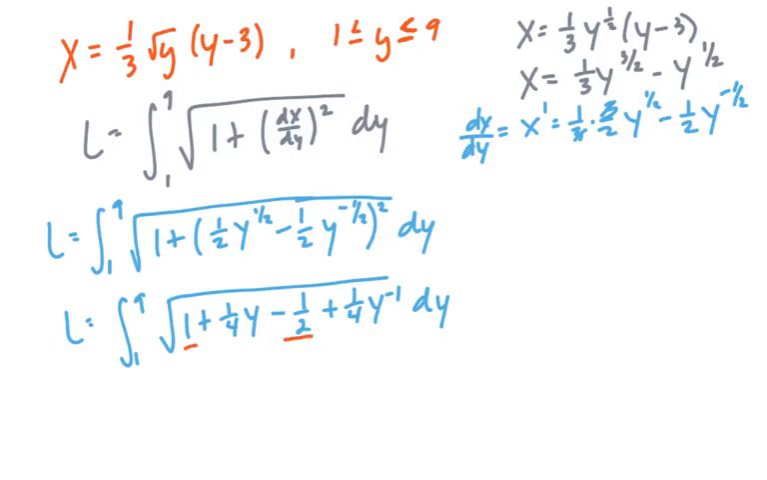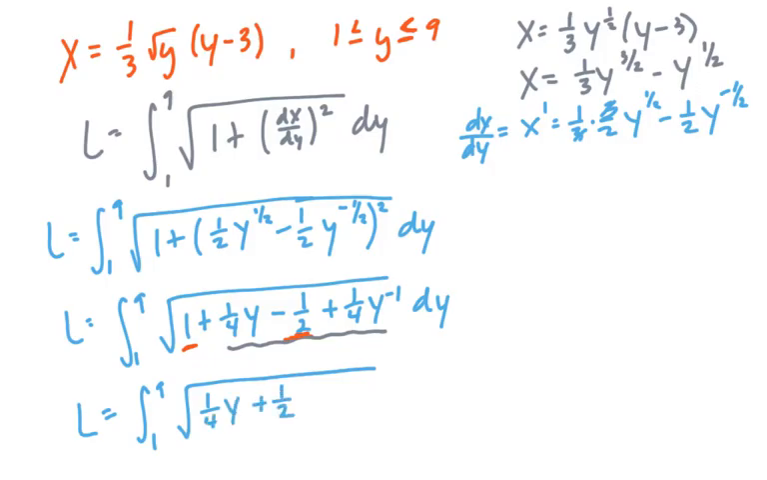We're going to add these like terms, and before we do, notice that this is what happens when you squared that stuff above. And now we're going to add these like terms. So L is the integration from 1 to 9, the square root of 1/4 y plus 1/2, 1 minus 1/2 is plus 1/2, plus 1/4 y to the minus 1 dy. Now what's really great here is I know that this factors because I did FOIL to get the stuff with the gray underline, so now I can factor it to look exactly the same.